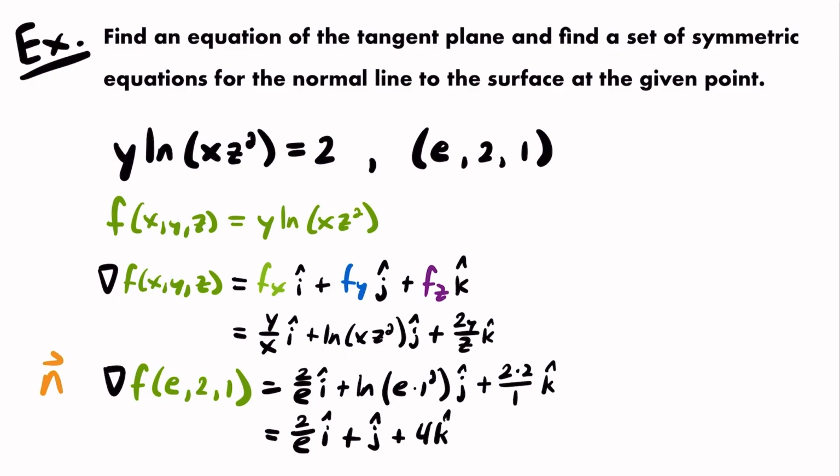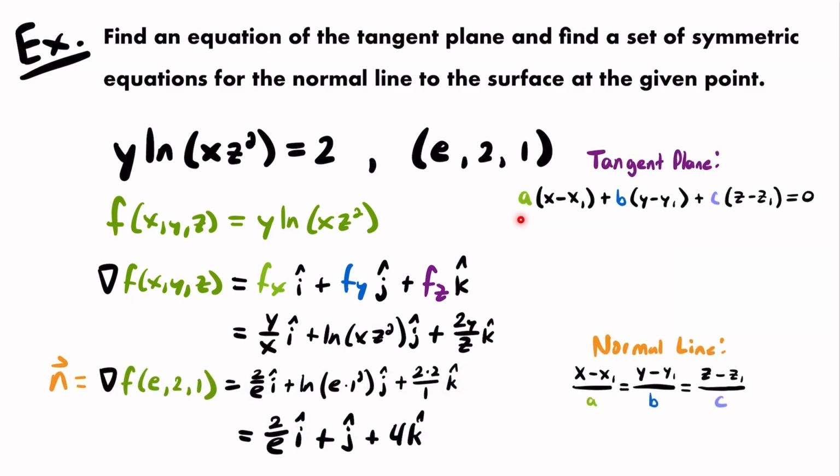All right, so that is our normal vector. That is what we will use to find an equation of the tangent plane and a set of symmetric equations for the normal line. So let's work on that now. Starting with the tangent plane, let's set up this equation. A, b, and c will be 2 divided by e, 1, and 4, and then x1, y1, z1 are e, 2, and 1. So we get 2 divided by e times x minus e plus 1, or really you don't even need to write that. You'll just have plus y minus 2 plus c, which is 4, times z minus 1 equals 0.